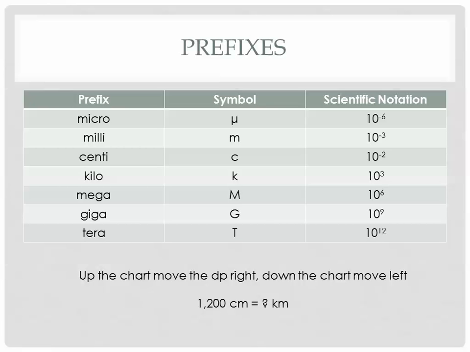The number of units that we move the decimal point is equal to the difference in the exponent of the scientific notation. So if we were asked to convert from 1200 centimeters to the equivalent number of kilometers, we would notice that centimeters is -2 and kilometers is +3, the exponent on the scientific notation. So we would have to move the decimal point 5 units. -2 to 3 is 5. Since we moved down the chart, we'd move the decimal point to the left. So 1200 centimeters is equal to 0.012 kilometers.